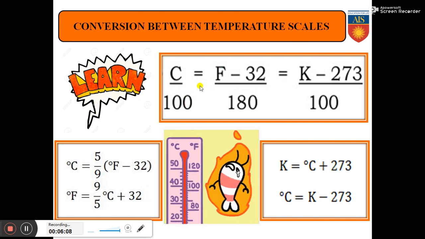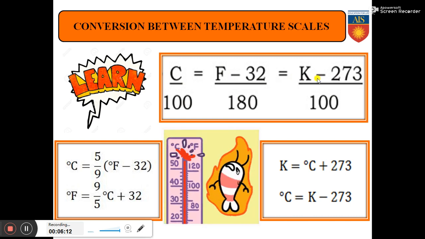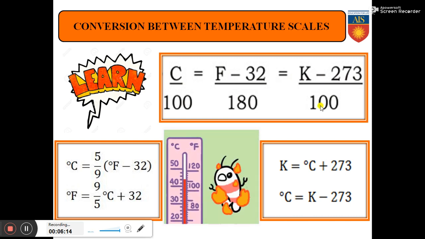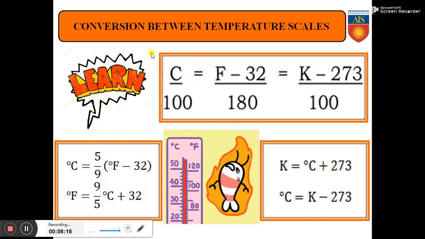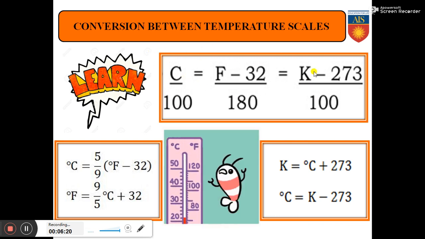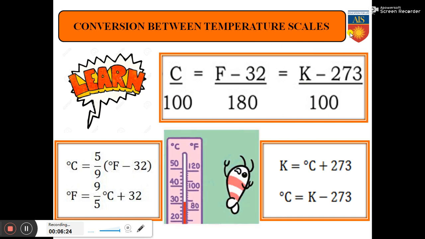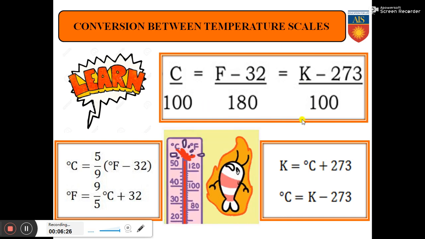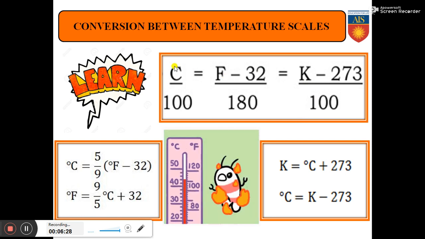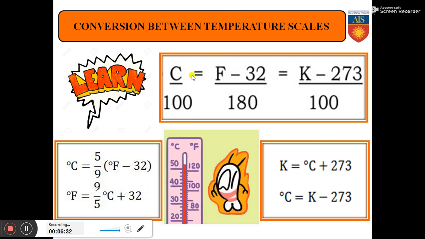So, C by 100 is equal to F minus 32 by 180, which is equal to K minus 273 by 100. If a single value is given to you, be it in Celsius or Fahrenheit or Kelvin, you can place that one single value in this particular equation and you will get the values for all of the three scales. So this is the interconversion between scales.